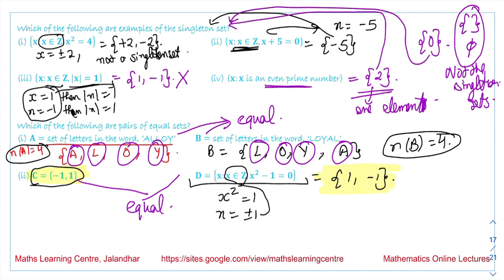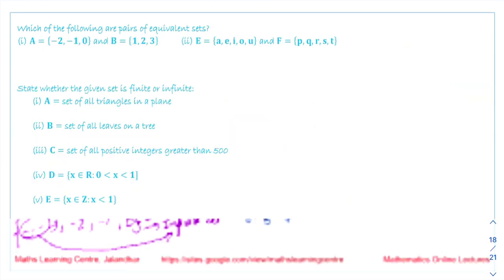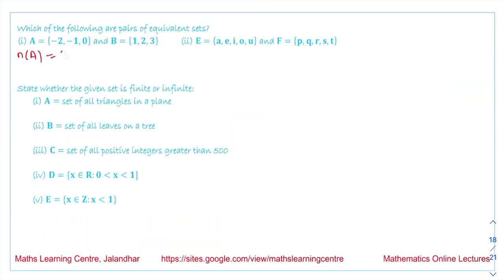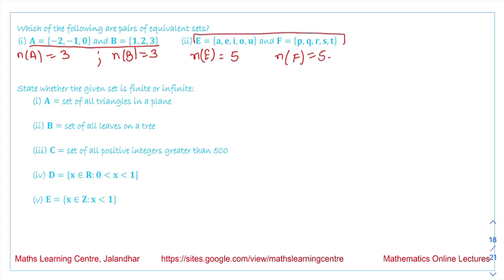Next is, which of the following are pairs of equivalent sets? Equivalent means we have to count the number of elements. Number of elements in A is equal to 3. Number of elements in B is equal to 3. So both these sets A and B are equivalent sets. Number of elements in E is equal to 5, and number of elements in F is equal to 5. So both these sets are equivalent sets.